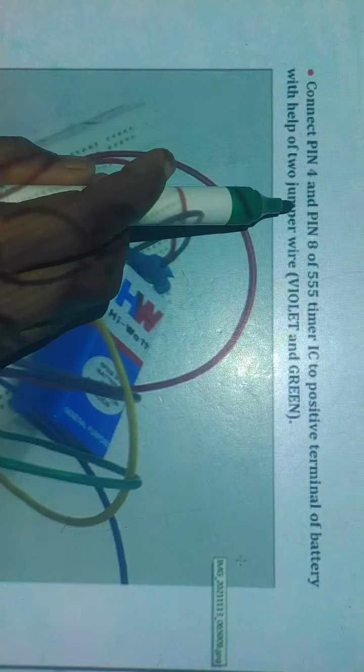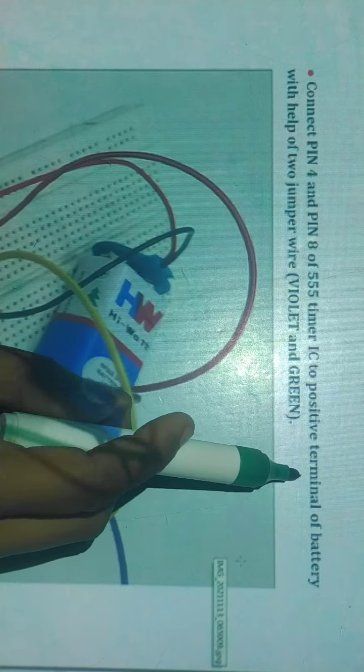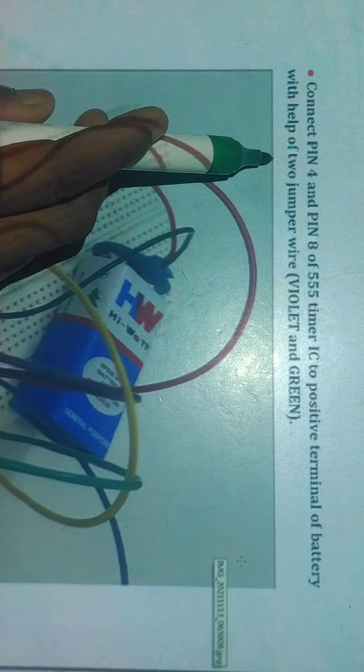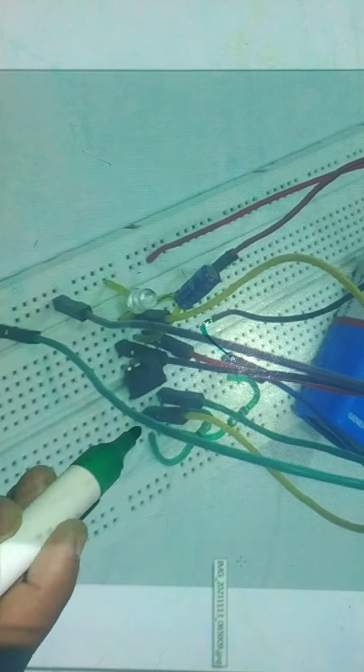Our next procedure is to connect pin number 4 and pin number 8 of the 555 timer IC to the positive terminal of the battery with the help of two jumper wires, a violet one and a green one.